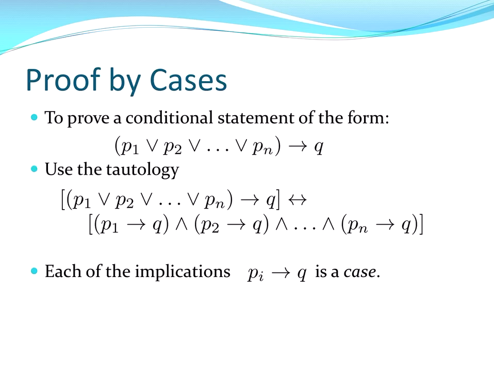Proof by cases tackles the form of proof where we have a disjunction of several propositions, and if any one of them is true, then Q is true. So we'll use the tautology that the disjunction of propositions implying Q is true is the same as each one of those propositions implying Q being true, all conjoined. And each one of these will be a case.